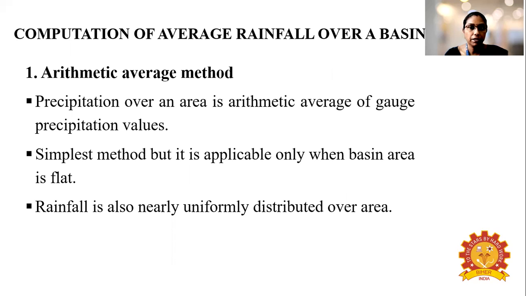That is, the arithmetic average method is one of the simplest methods, but under one condition, that is, it is applicable only when the basin area is flat. Under this condition, this method is very effective in calculating the average rainfall. And the other condition is that rainfall should be uniformly distributed over the area. Then we can go for this simplest method called the arithmetic average method.